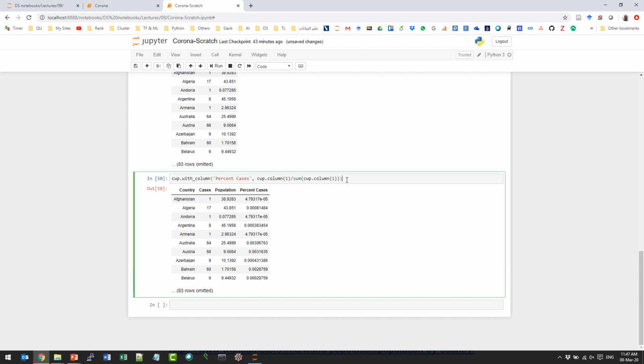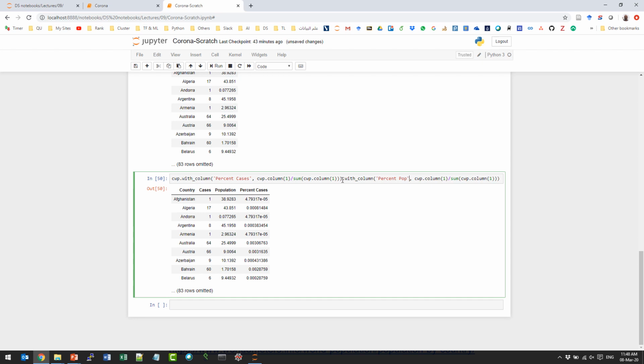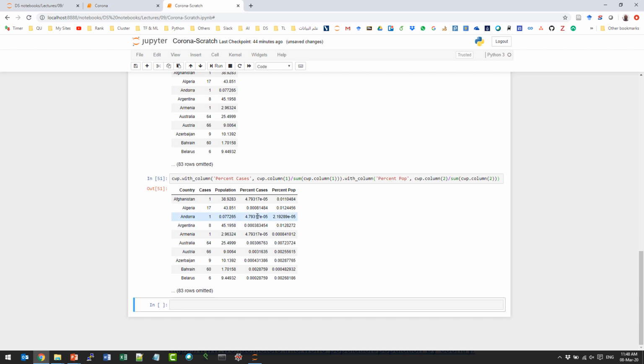Okay, can we do the same for population? We can do the same, right? So we can do the same here. Let's take this, and call that percent population. And this is now column 2. Right? Now we have 2 new columns here.